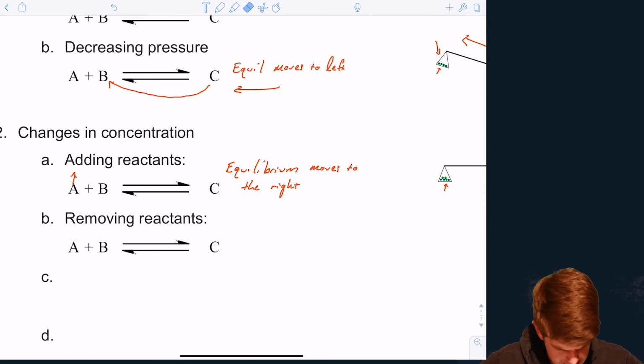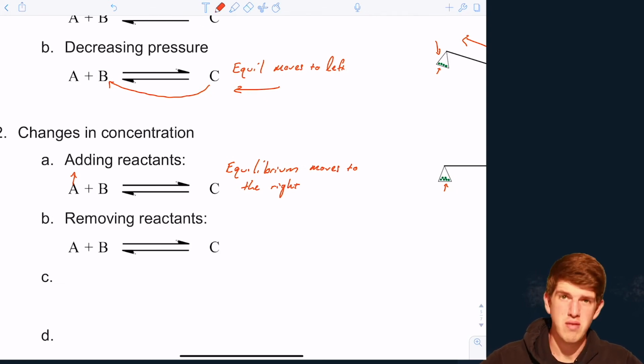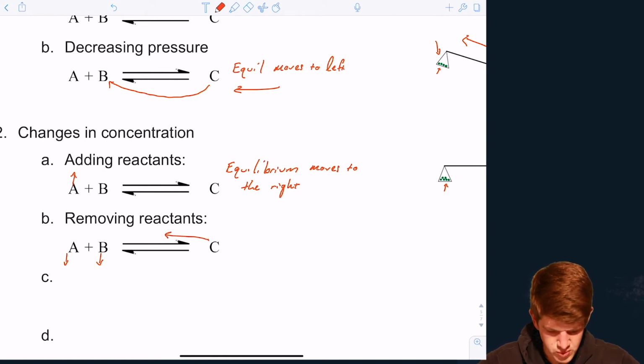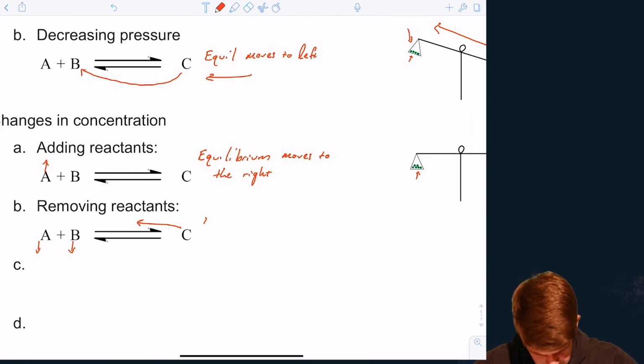How about in the next case? Removing reactants. Well, if you get rid of my reactants, I'll make more of them. So if I now decrease A or B, I'll be throwing balance off, so more C's will be used to form A and B. So equilibrium will shift to the left.